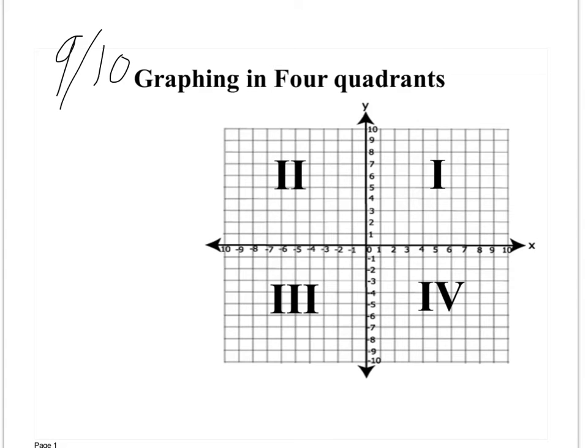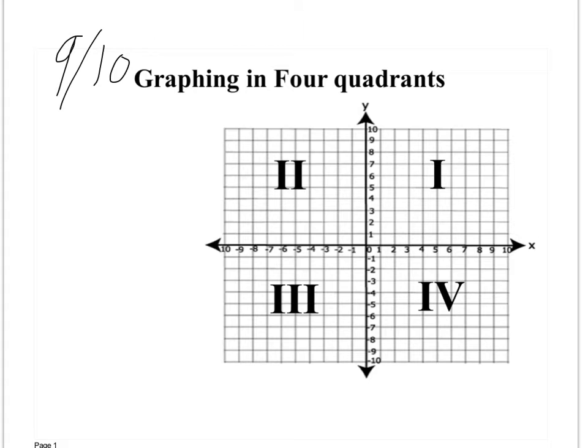Today we're going to graph in all four quadrants. The quadrants are labeled as such, 1, 2, 3, and 4. Okay? It is Roman numerals, 1, 2, 3, and 4. Do not use the regular numbers. If it asks for what quadrant and you write down the number 1, I will count it wrong. It is Roman numeral 1.